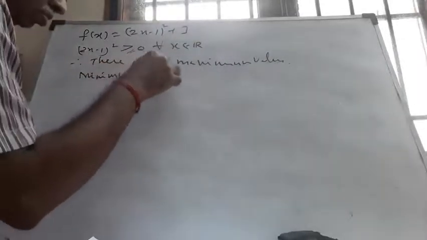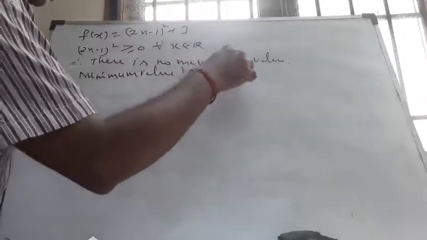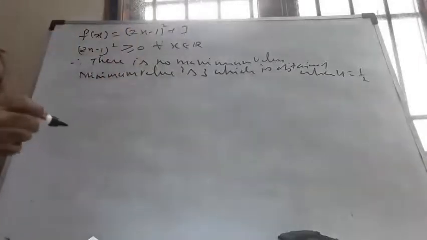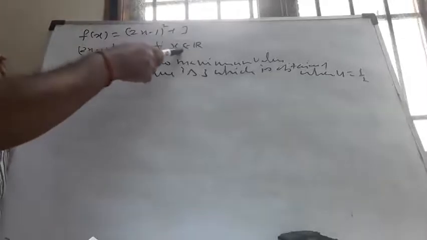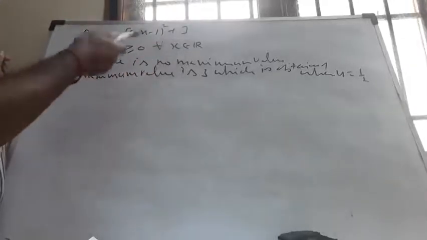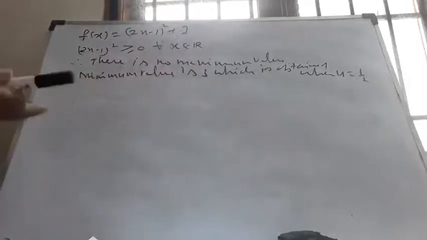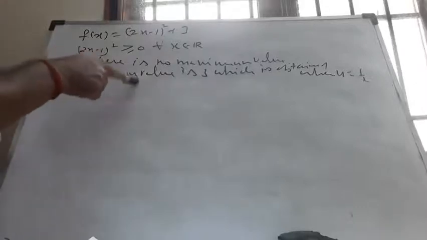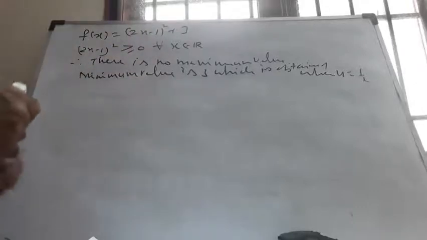Minimum value is 3, which is obtained when x is equal to half, because this will become 0. Let me repeat. (2x minus 1) whole square is always greater than or equal to 0 for every real number x. Therefore, there is no maximum value, which means infinity. I will never consider infinity to be a real number. I think you know that very well. Minimum value is 3, which is obtained when x is equal to half.